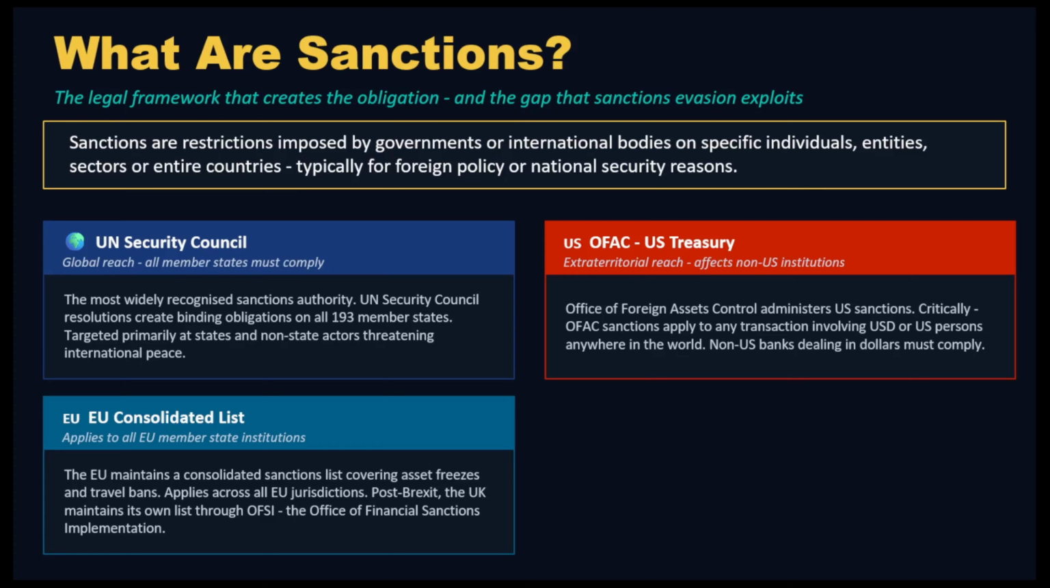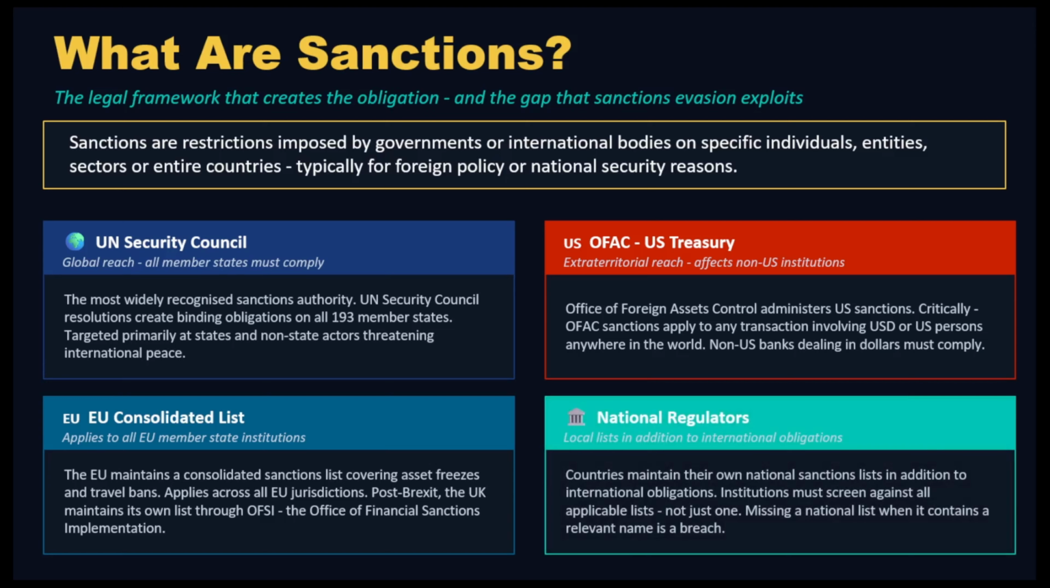The fourth is the national regulators. Every jurisdiction maintains its own national sanctions list in addition to the international ones which we discussed above. Institutions must screen against all these applicable lists, not just the UN or OFAC. And missing any of those lists is actually a significant breach.